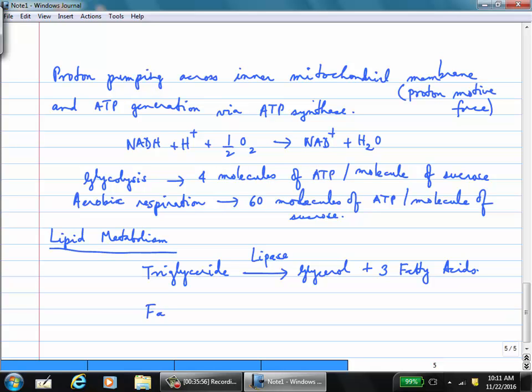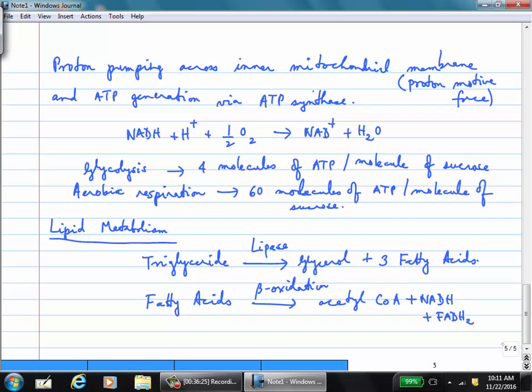So how does the oxidation of fatty acids proceed? Well, the first step is what is called beta oxidation of fatty acids. They undergo beta oxidation and that gives you acetyl coenzyme A, and you do get some NADH and FADH2 also. If you're calculating the detailed energetics for these reactions, you have to keep track of all these to find out how many molecules of ATP are produced. So the beta oxidation of fatty acids gives you acetyl coenzyme A. Now this acetyl coenzyme A can enter the TCA cycle.